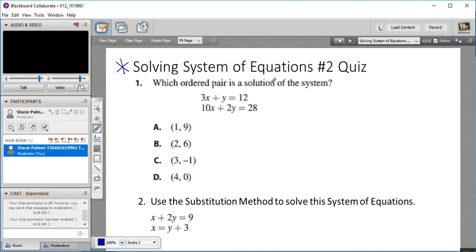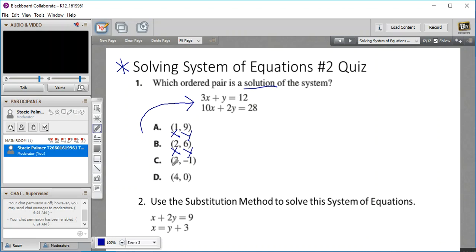Remember that the solution is the ordered pair that gives you an x value and a y value that make both equations true, okay? So to figure this one out, you're going to have to plug 1 in for the x and 9 in for the y into both of these equations and see if that makes a true statement or not. Okay? If it does, you're lucky. You know that that is your solution. If it doesn't, you're going to have to go to B and plug 2 in for the x and 6 in for the y into both equations and see if it makes both equations true. If it does, you're lucky.